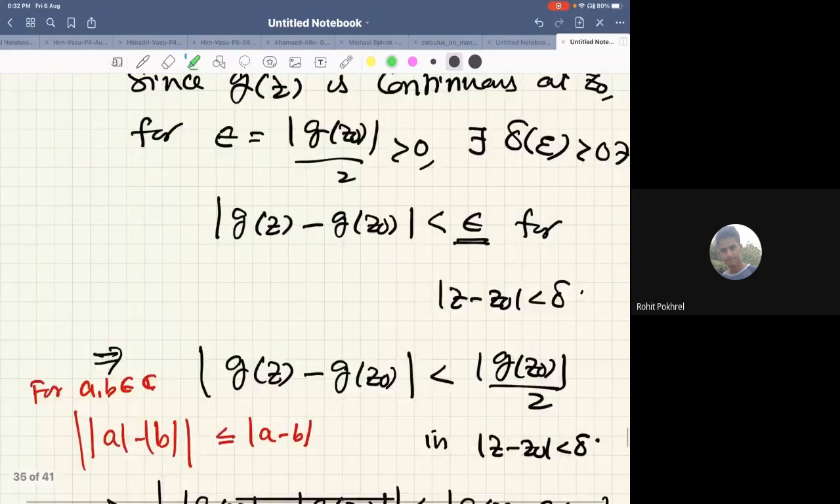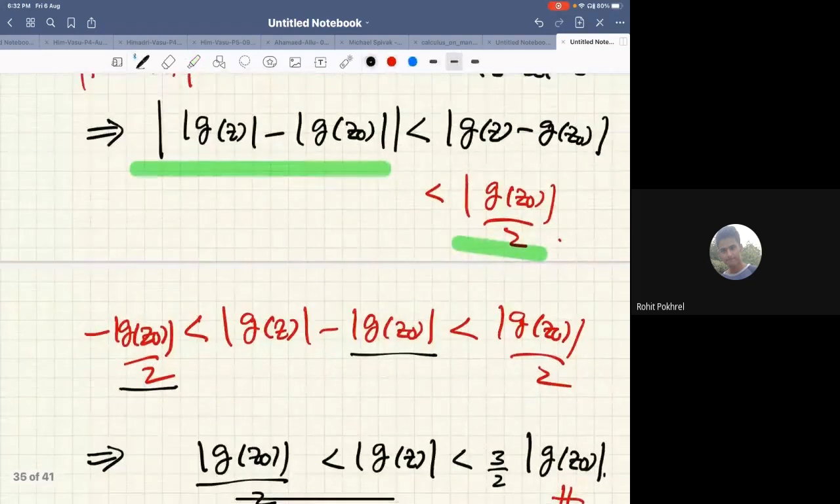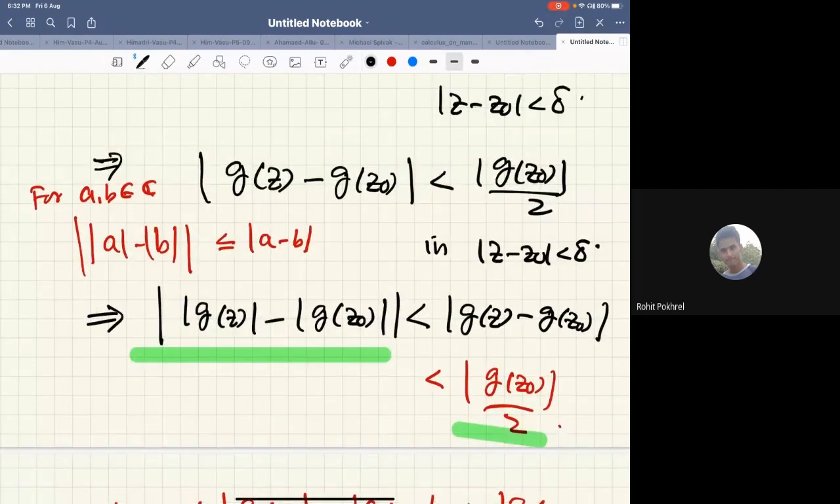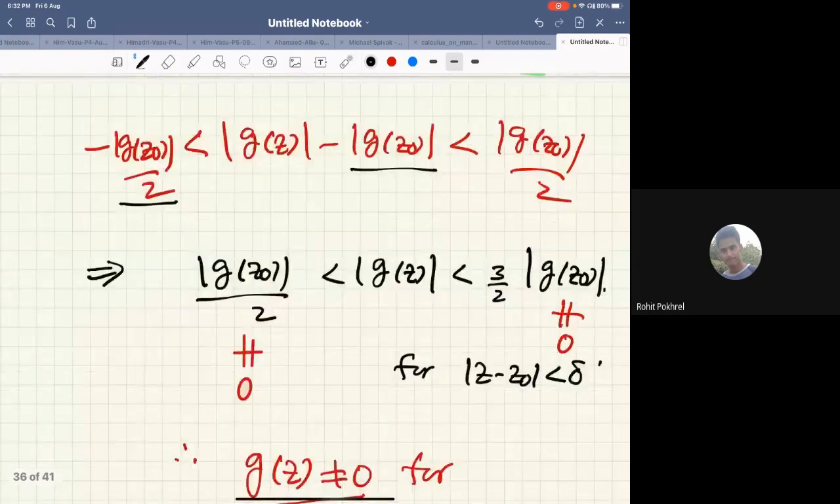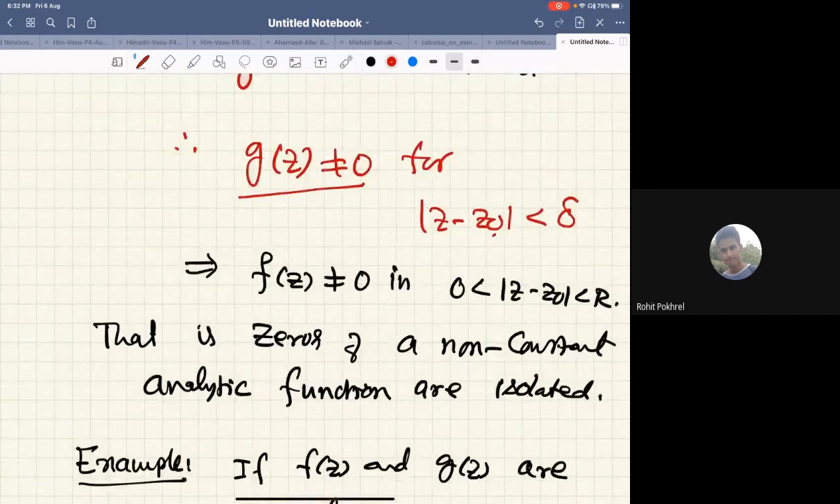Okay, Rohit, where did you not understand? I can go from there and explain. Sir, because if we want to show zeros are isolated, we need to find a neighborhood of the zero, but f of z0 is also not zero. Please understand, I will explain, Rohit. Okay, thank you.